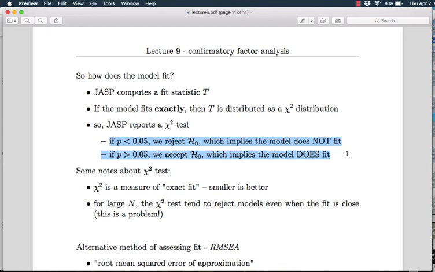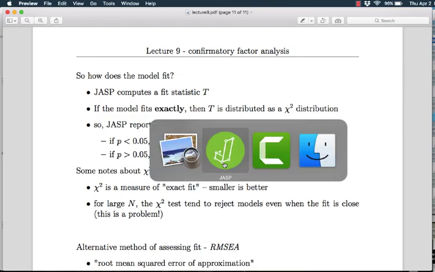This is completely opposite of what most hypothesis testing situations are that you would be accustomed to. In these kinds of model fit type tests, you actually don't want to reject the null, because the null is the hypothesis that you want the evidence for. The null is the one that says that this model fits your data. So we want p bigger than 0.05. So yeah, let's go take a look real quick and see what JASP gives us with regard to that.